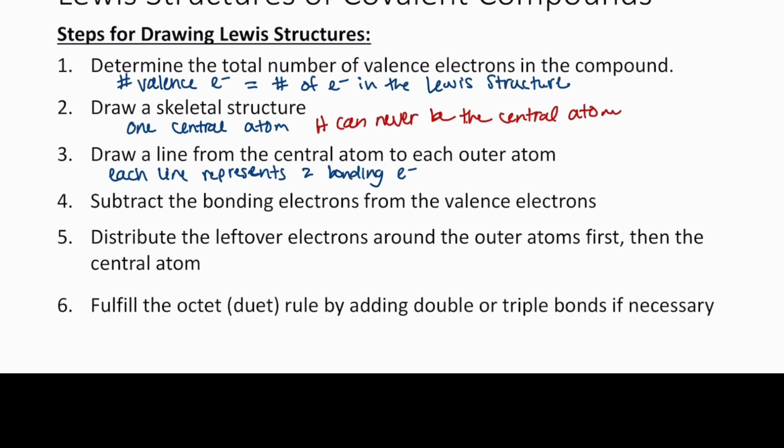And these are your leftover electrons. You're going to distribute them around the outer atom first. And then if you run out of room, you'll go to the central atom. At this point, you're just going to check your octet rules. Make sure every atom has 8 electrons around it, with the exception of hydrogen. It only likes 2. And then if they don't, you can start adding double and triple bonds if necessary, similar to what we did with oxygen. Now that is a lot of steps. Let's go through an example and see how we use these steps.